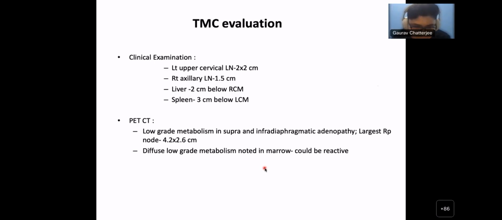Okay. What about the clinical examination? In TMC, on clinical examination, the left upper cervical lymph node was measuring 2 by 2 centimeters, the right axillary lymph node 1.5 centimeters, the liver was 2 centimeters below the right costal margin, and the spleen was 3 centimeters below the left costal margin. On PET CT scan, low-grade metabolism in supra- and infradiaphragmatic adenopathy was seen, with the largest retroperitoneal node being 4.2 by 2.6 centimeters. The diffuse low-grade metabolism noted in the marrow could be reactive.